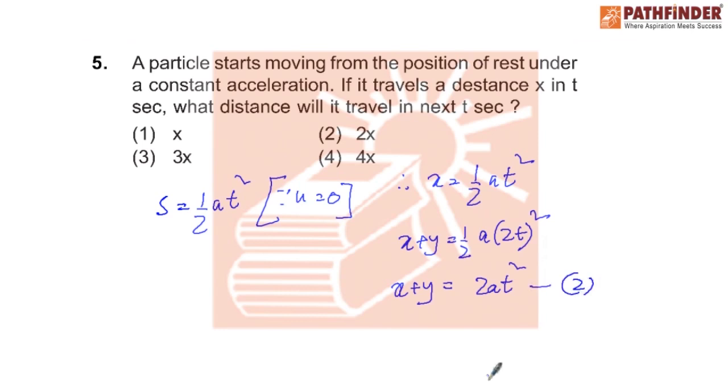Now from 1 and 2, we can write that x plus y is equal to 2 into 2x, so that makes it 4x. x plus y equals 4x, so y is equal to 3x. So this is the distance that the particle travels in the next t seconds. That is the relation between x and y.